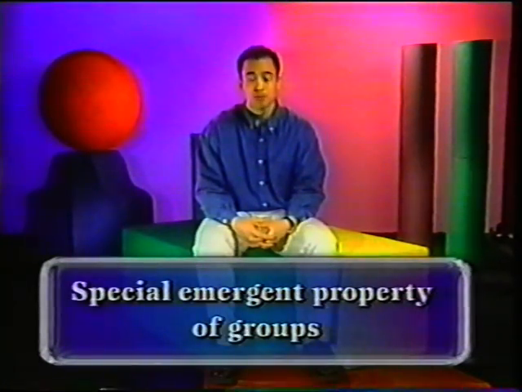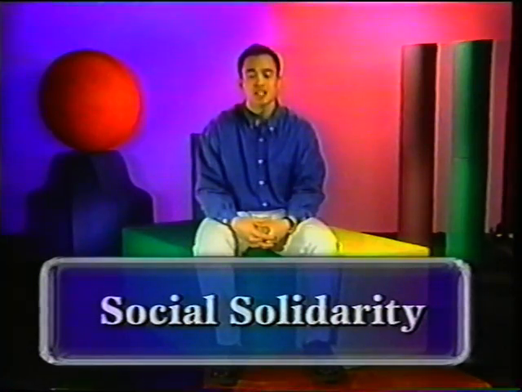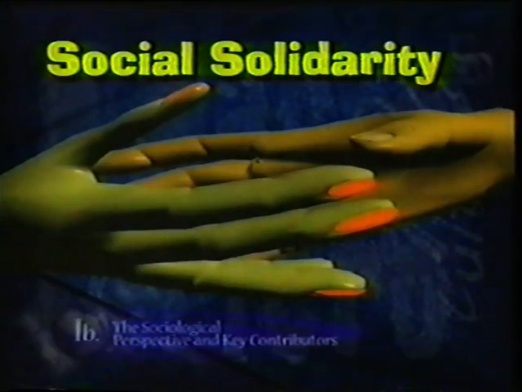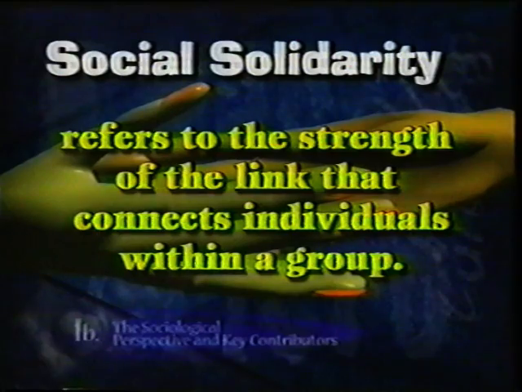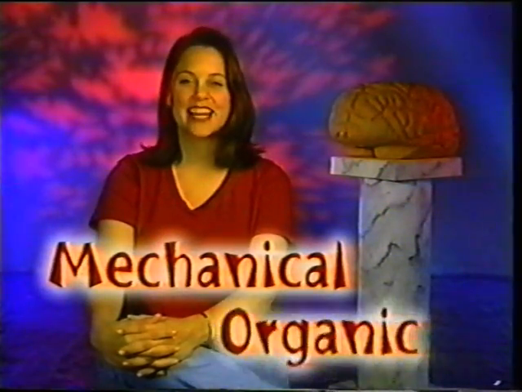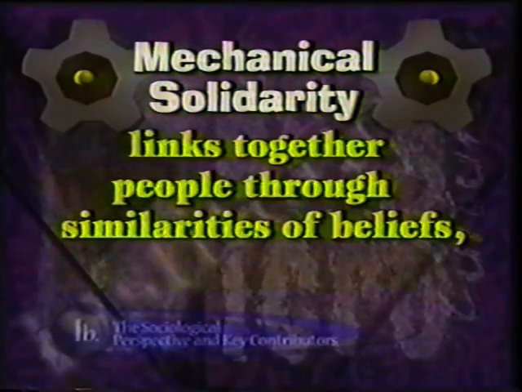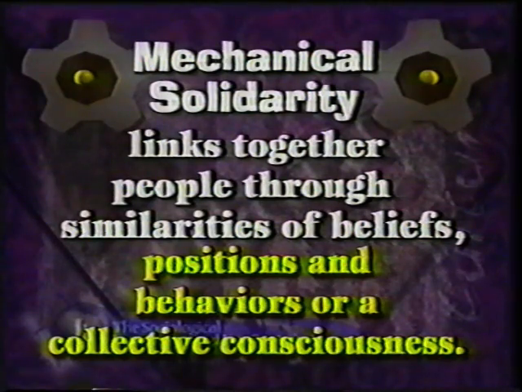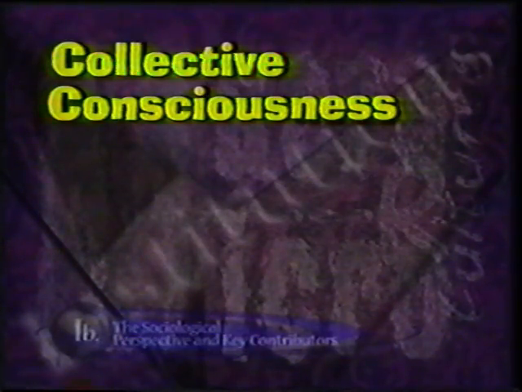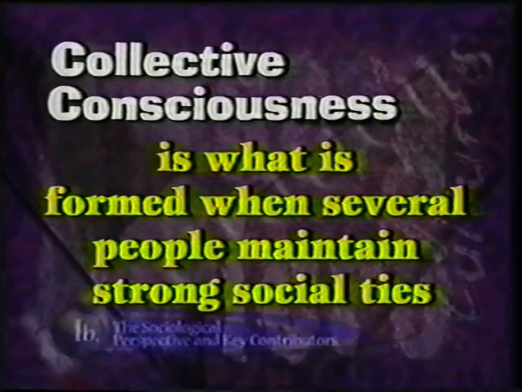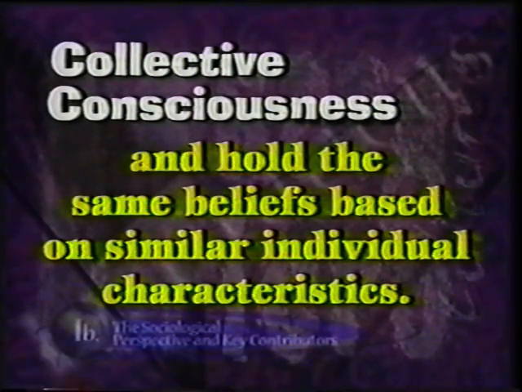We'll consider the special emergent property of groups, social solidarity. Social solidarity refers to the strength of the link that connects individuals within a group. Durkheim theorized that there are two types of this solidarity: mechanical solidarity and organic solidarity. The first type, mechanical solidarity, links together people through similarities of beliefs, positions, and behaviors, or a collective consciousness. This collective consciousness is what is formed when several people maintain strong social ties and hold the same beliefs based on similar individual characteristics.